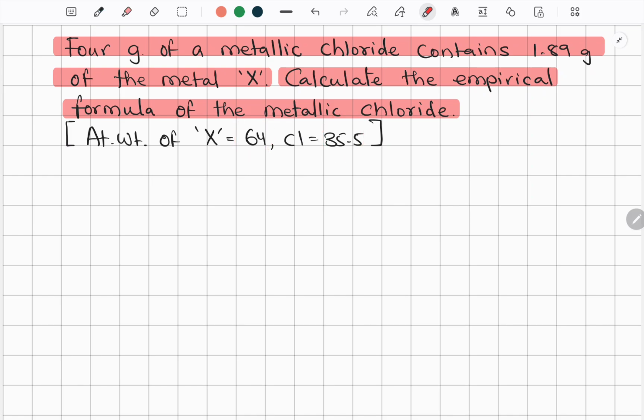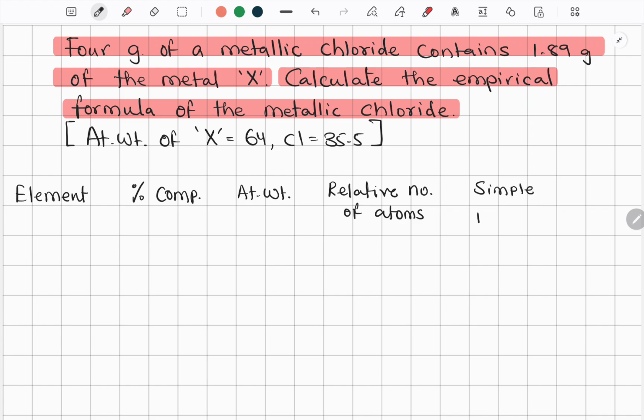Whenever it comes to finding the empirical formula, we make a table. The first part of the table is element. The second part is percentage composition. The third part is the atomic weight. The fourth part is the relative number of atoms. And the last is the simple ratio.